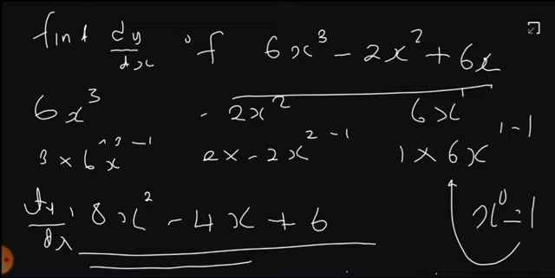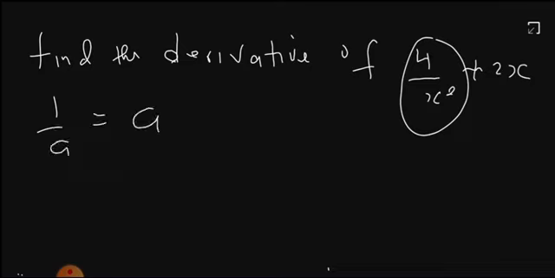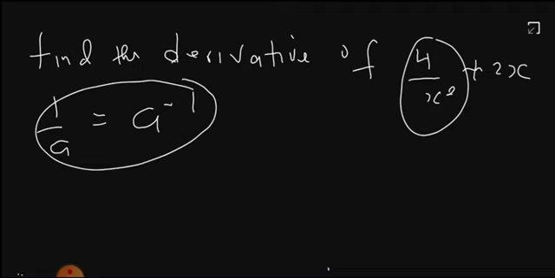Let's look at another example. Our third example says find the derivative of 4 over x squared plus 2x. Now we need to take care of 4 over x squared. Looking at indices, when we have 1 over a, we know that it's the same as a to the power negative 1. So we are going to make this become a standard function. So we have 4x to the power negative 2 plus 2x.